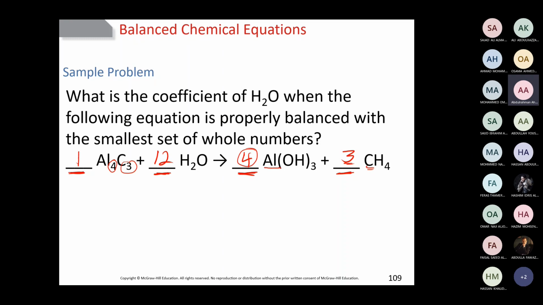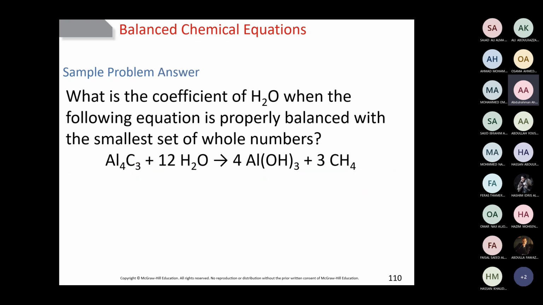Next, what's the next element? Let's say hydrogen. 4 times 3, because I have 3 here. How many hydrogen this side? 12. And this side, 3 times 4? 12. 12 plus 12? 24. H2O, I have H2, I multiply by 12 to make it 24. Yes, okay. It's clear. And how many oxygen? 12. So everything is okay. It's all balanced. Good. All right.